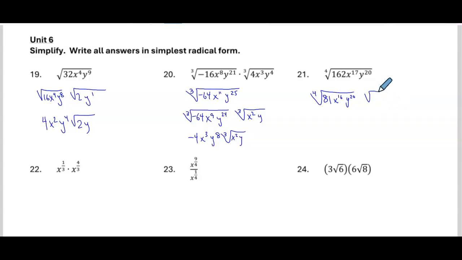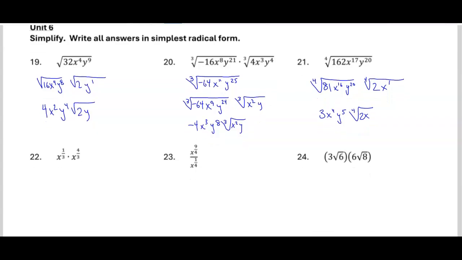And in my second root, which is also a 4th root, I need another 2, right? Because I need to multiply to get to 162. So there's a 2. 17 and 16, so I do need an extra x. I used up all the y's. So 4th root of 81 is 3. Divide x4, divide y5, and then 4th root of 2x. Okay, so we're just dividing variable exponents by root type and using our perfects list to get the numbers.